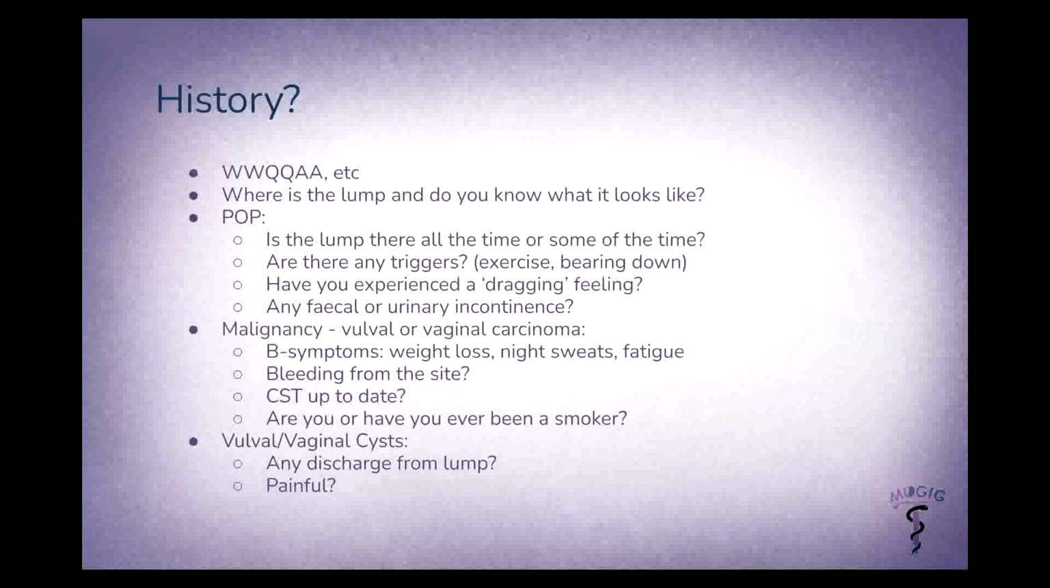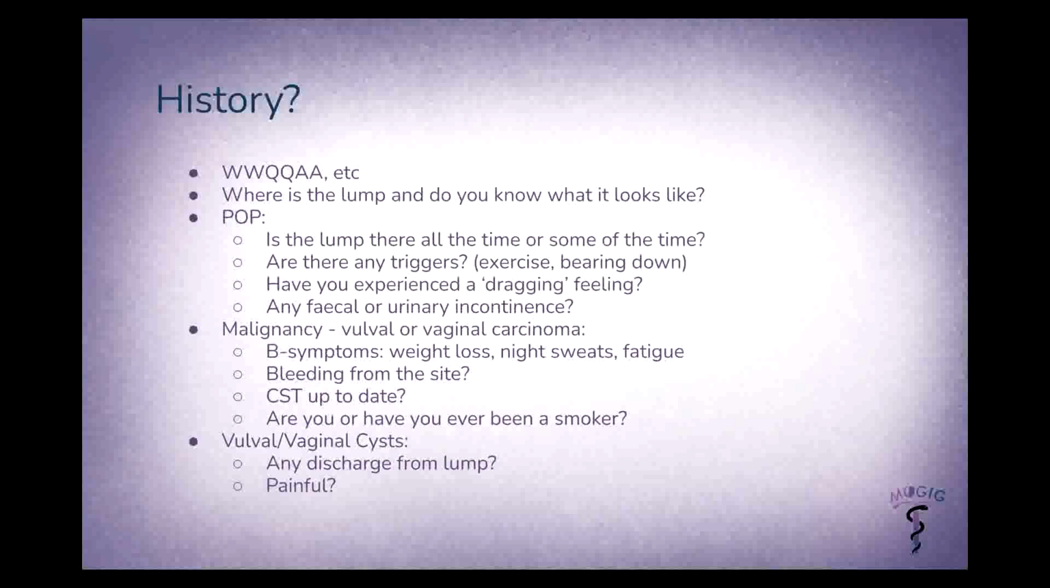So it's important when you're taking any history to start off with the WWQQAA, like we all know and love, as this will include you into what potential differentials you could potentially be dealing with here. The main thing you want to know about the lump is where is it, and does Violet know what it looks like? For pelvic organ prolapse, we want to know if the lump is there all the time or some of the time, as if there's a particular pattern or any triggers that lead to the appearance of the lump, that may commonly indicate a pelvic organ prolapse.